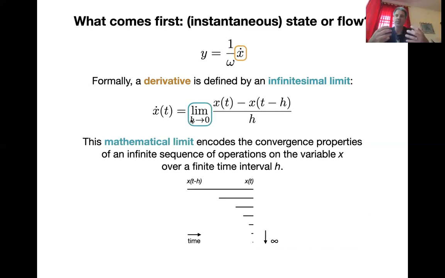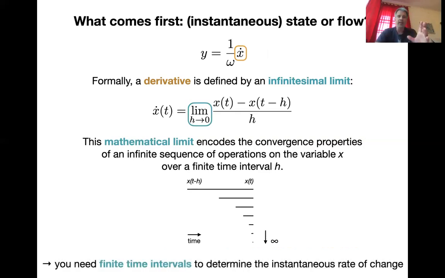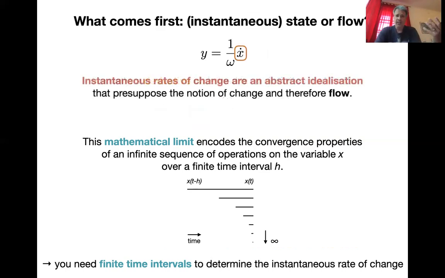Instantaneous moments don't exist. I have a paper where I will, when we finally publish this, argue this. And also on my YouTube channel, there's a talk about the nature of time and the nature of change. I can't go into this right here, but it's important to know that what is fundamental is change. And this idea of these instantaneous states that follow each other, that's an abstraction that helps us think about dynamical systems. So you always need finite time intervals to determine the instantaneous rate of change. So instantaneous rates of change are an abstract idealization that presuppose the notion of change and therefore flow.